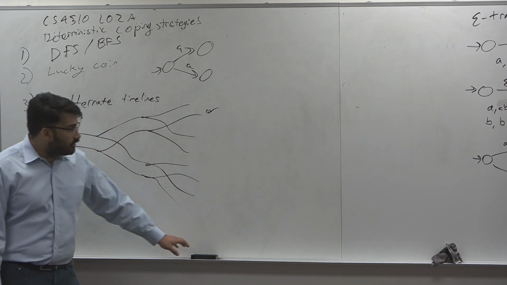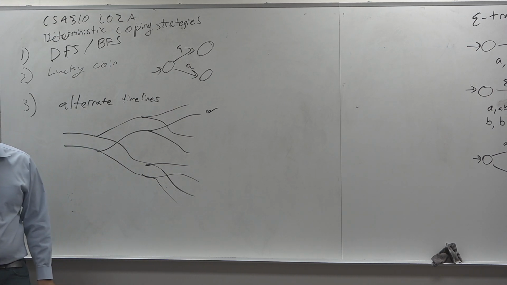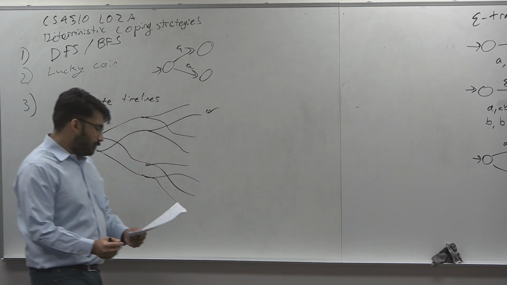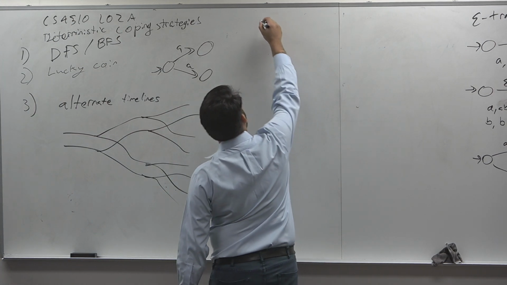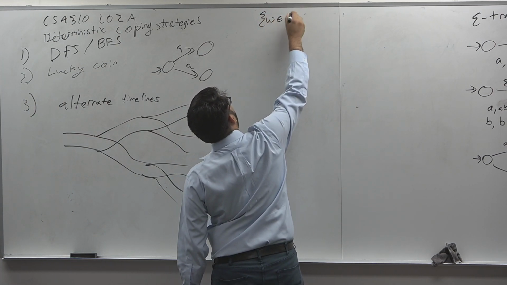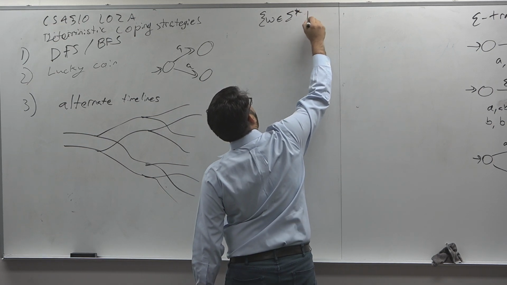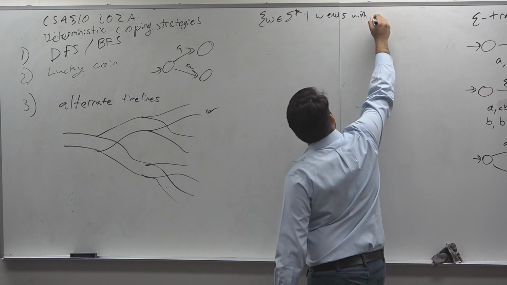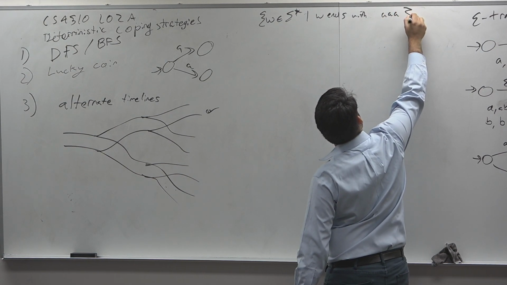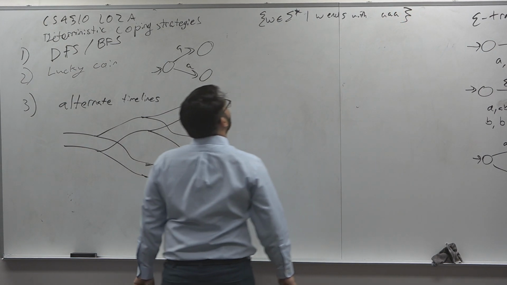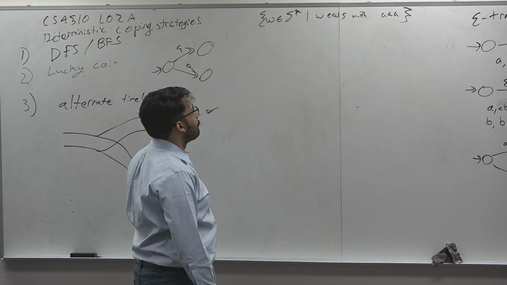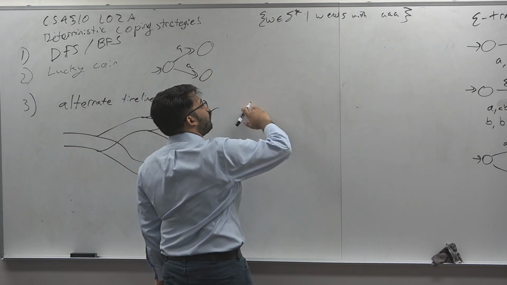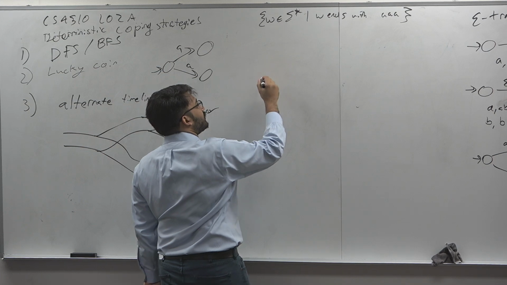Okay, let me give you some NFAs then, right? So let's suppose we want to compute the language of W in sigma star such that W ends with AAA, right? So here's what we're gonna do. First off, we want to see AAA and then reach an accept state, right?